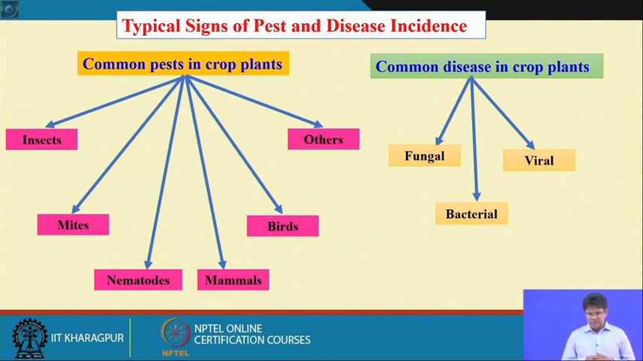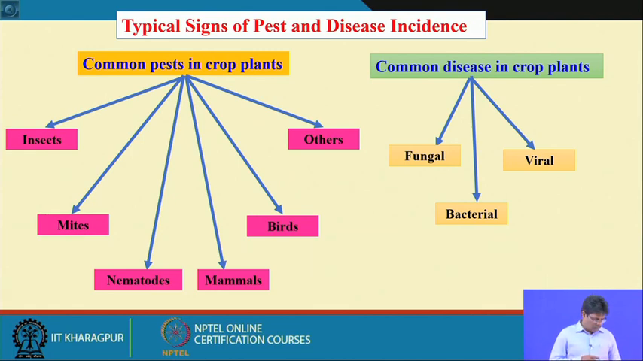We will see the major insect pests, especially insects, mites and nematodes, for agricultural production. They do affect crop production. We will also discuss the diseases, mainly fungal diseases, bacteria and viruses, and how they impact crop production.